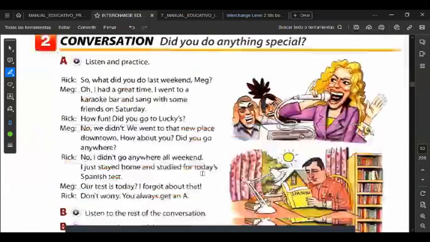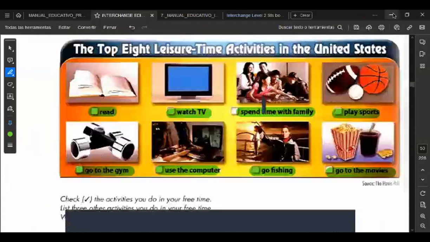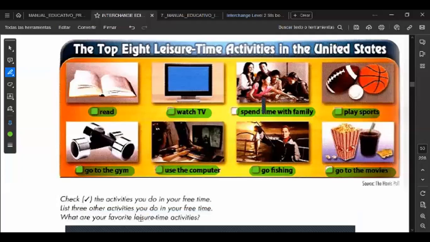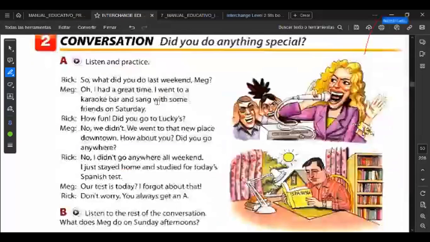Okay, so we have this other conversation. Did you do anything special? Now you're going to listen, and don't look at the manual, please. No vea el manual todavía. Okay, so you're going to listen to this part of the conversation. Pero no haga trampa. Don't look at the manual. Give me a second. Quiero ver el audio. I think I don't have it. Okay, but it's okay. So you're going to look up the grammar, okay?